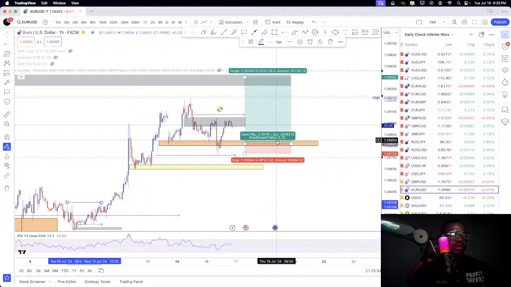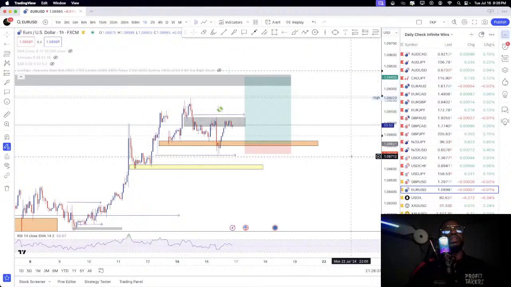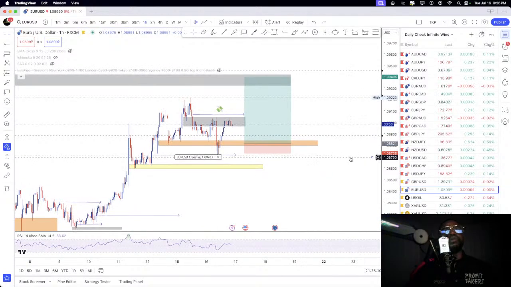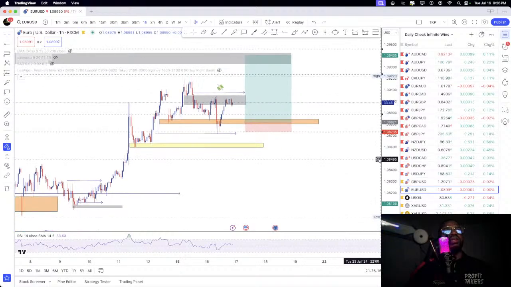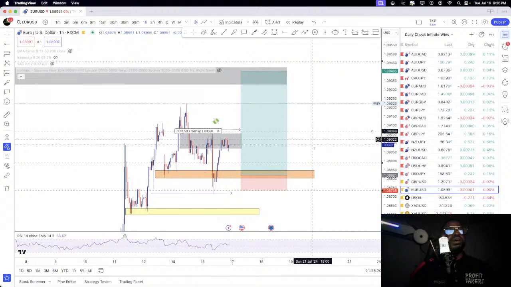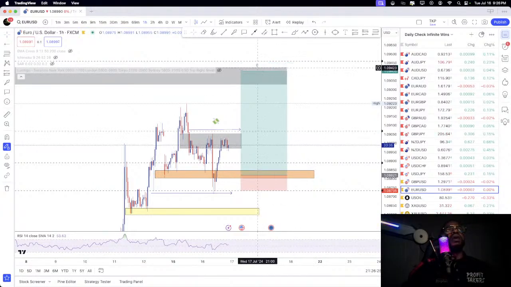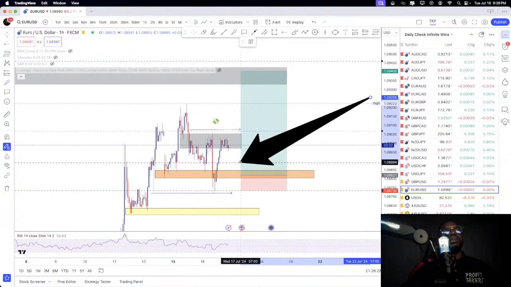Okay, so from here, let's go ahead and set some alerts. I'm going to put an alert right here where we have our stop loss. Also put an alert here. Now we just want to let things happen. So yes, we are looking to enter in this buy at this area here.